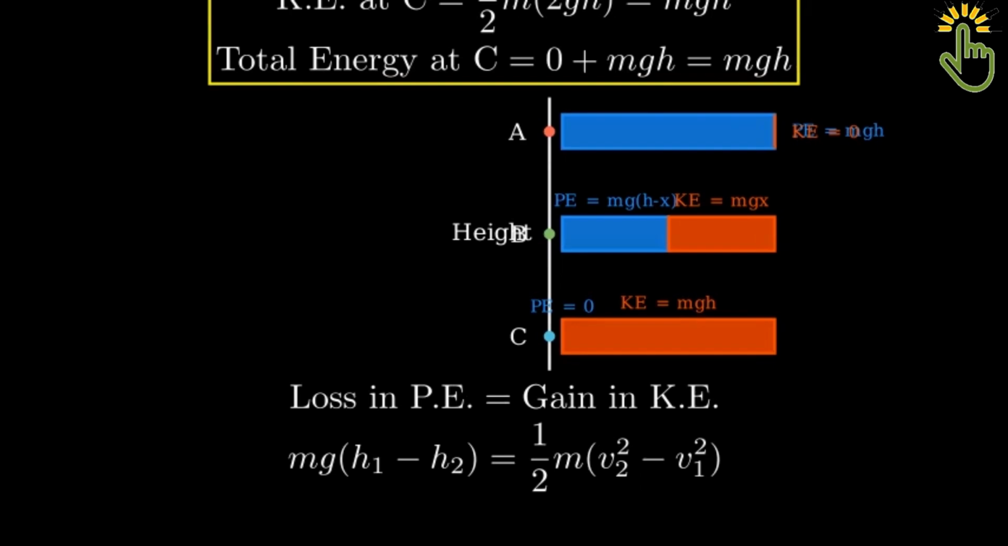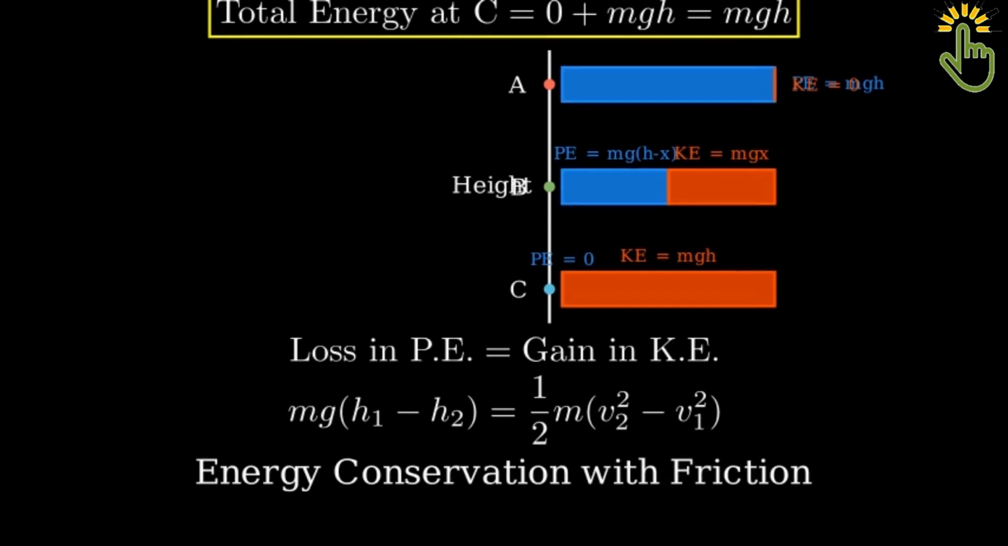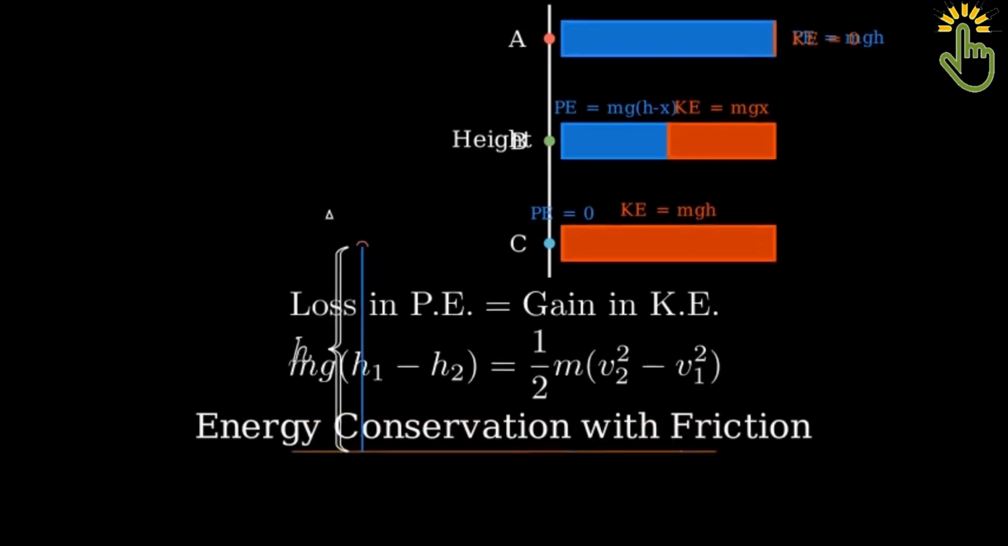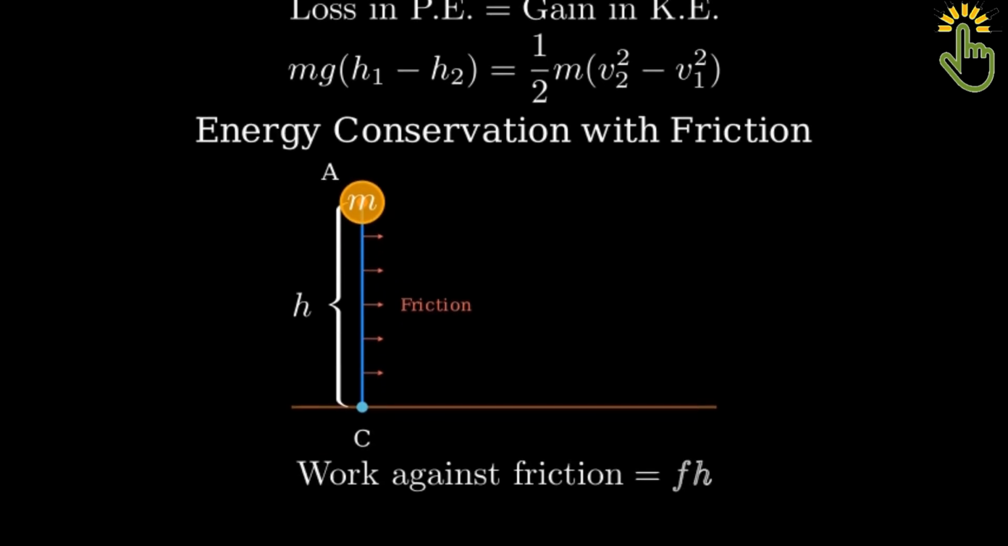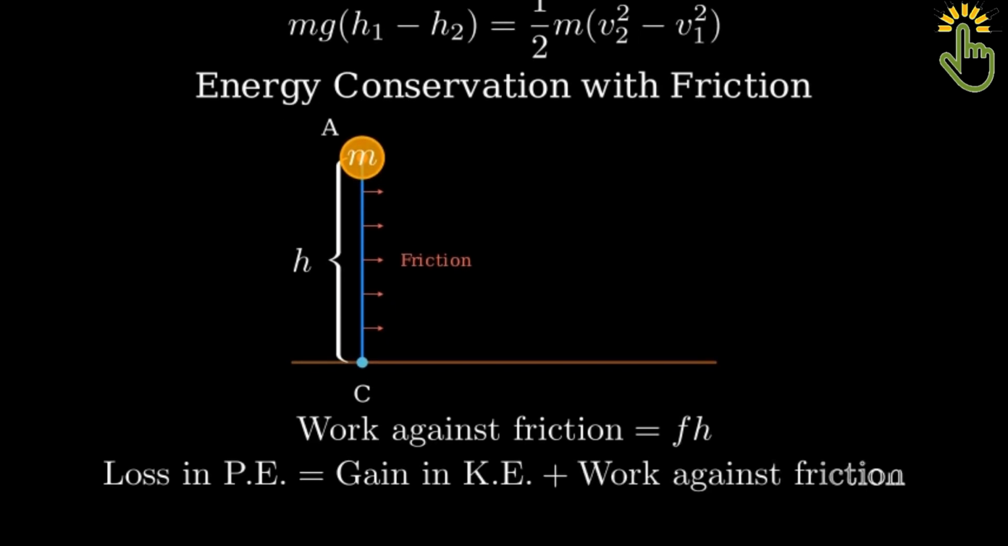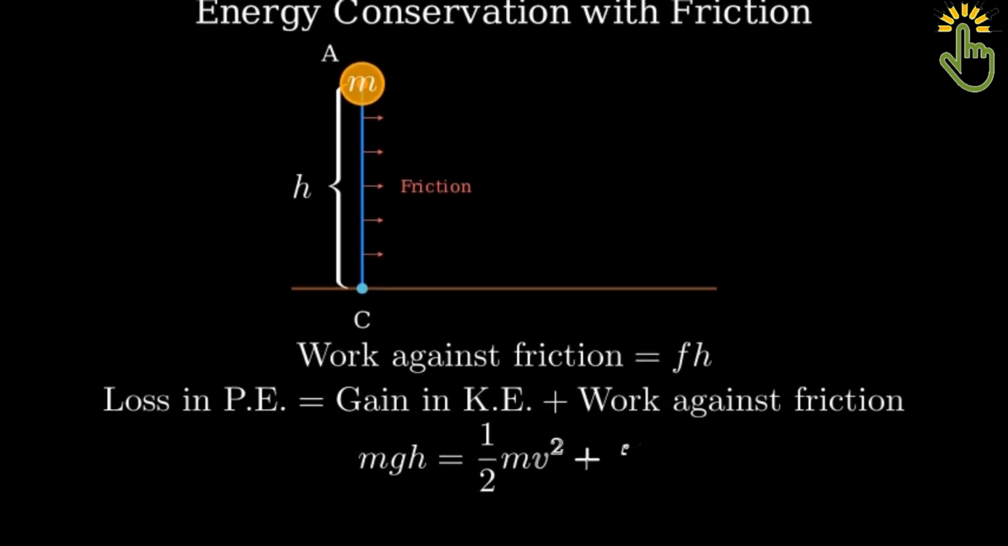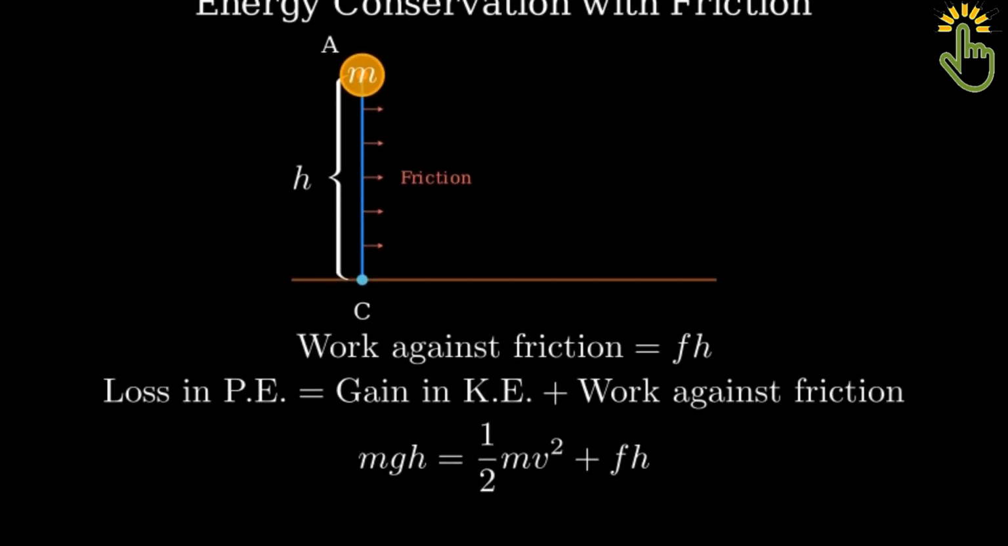So far, we've considered an ideal case with no friction. But in reality, there's often friction opposing the motion. When friction is present, part of the potential energy is used to do work against friction. If a constant frictional force F acts over the displacement h, the work done against friction is F times h. Our conservation equation then becomes loss in potential energy equals gain in kinetic energy plus work done against friction. Mathematically, mgh equals 1/2 m v squared plus fh.